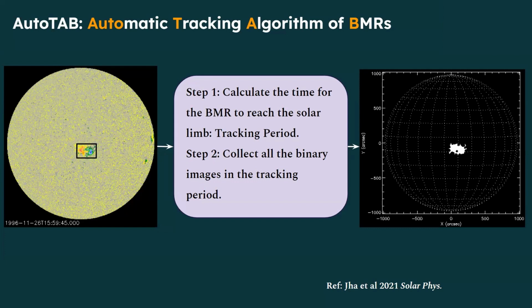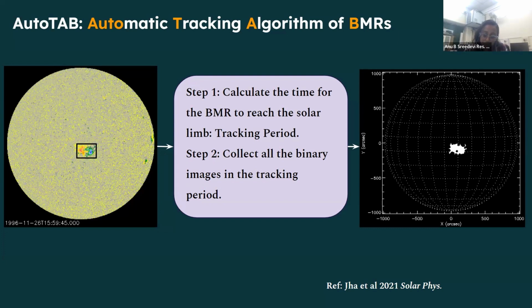And so what does this AutoTAB catalog consist of? The AutoTAB catalog consists of individual tracked information of, right now, 12,173 BMRs with their positional information, magnetic information, and morphological information, so that you can derive other quantities. And it is from 1996 to 2023. Okay. So before that, no BMRs were detected?